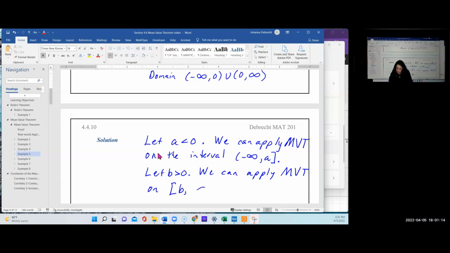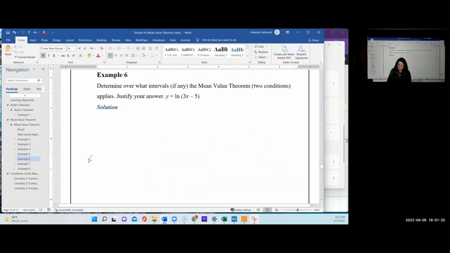And that would be a closed interval as well, because infinity is considered both open and closed. Now let's take a look at example 6. Determine over what intervals, if any, the mean value theorem with its two conditions applies. Justify your answer. We have a natural log. Think about what natural log looks like.